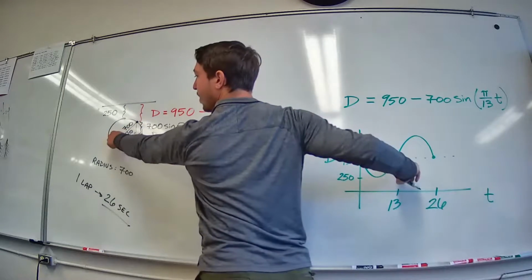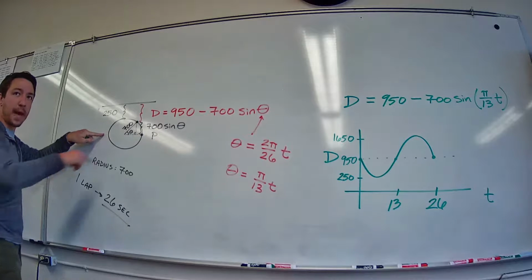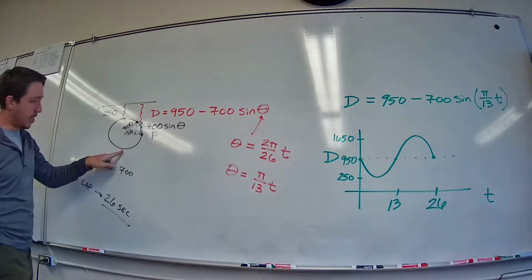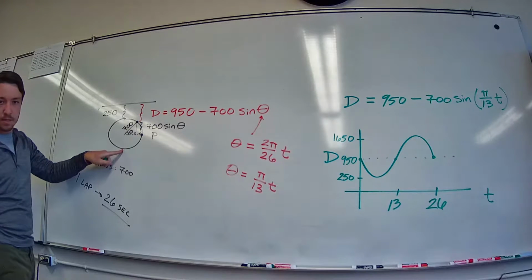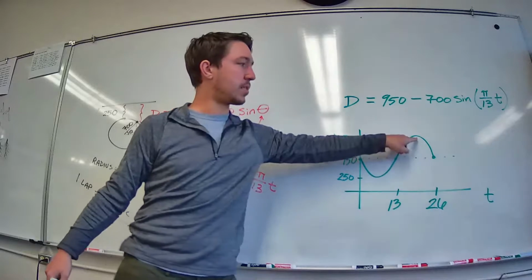At halfway, where is he on the track? He's on the upside. He's made half of a trip, so he's now back to being 950 away from the wall. And then when does he go here? Well, that point, his farthest, corresponds to this.